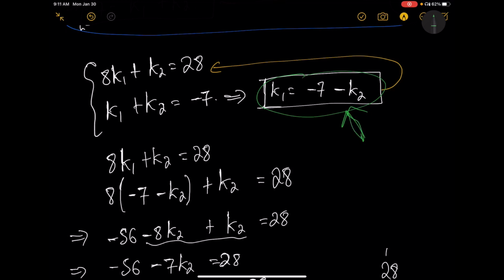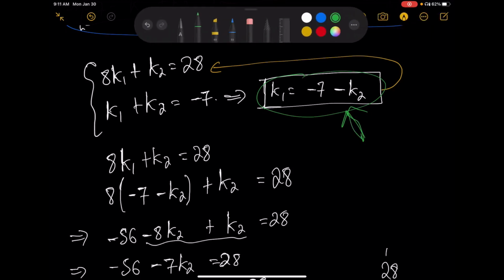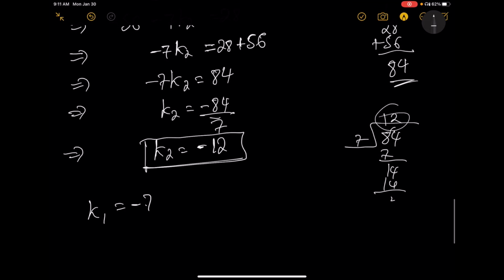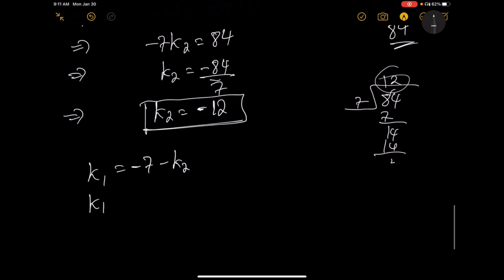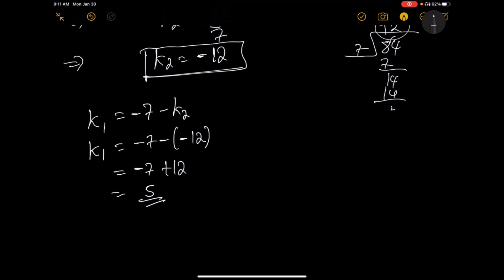k1 is equal to negative 7 minus k2. So k1 is equal to minus 7 minus what is k2? k2 is minus 12. Negative 12 gives negative 7, negative times negative, that's positive 12. 12 minus 7 is 5. So we have found k1, we have found k2.